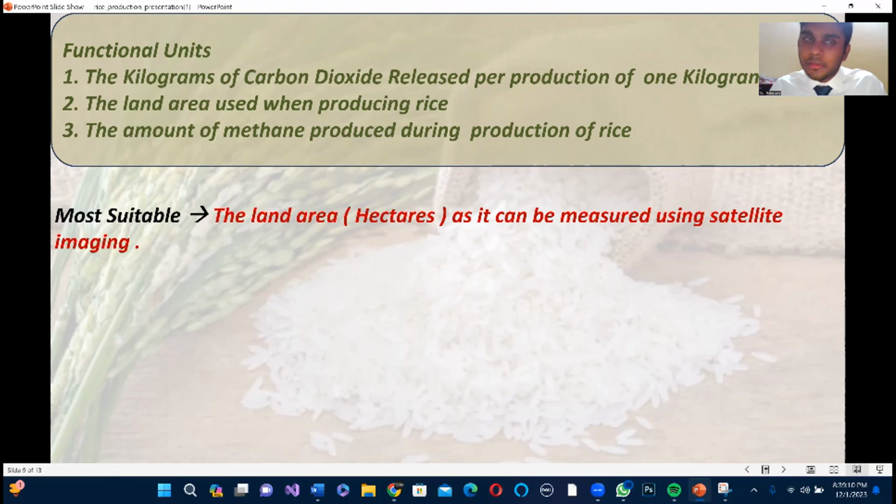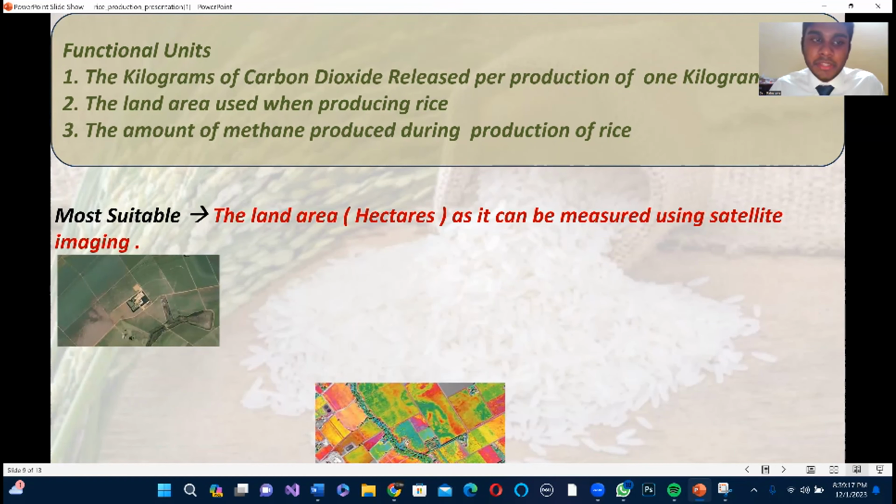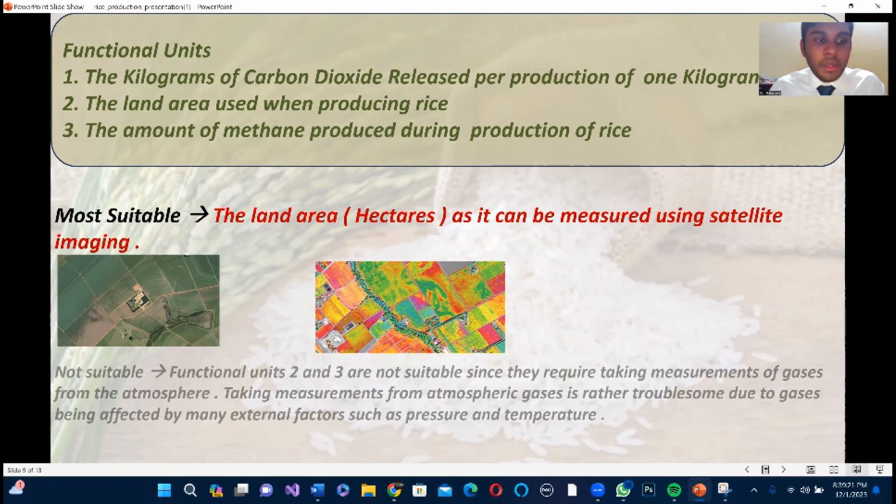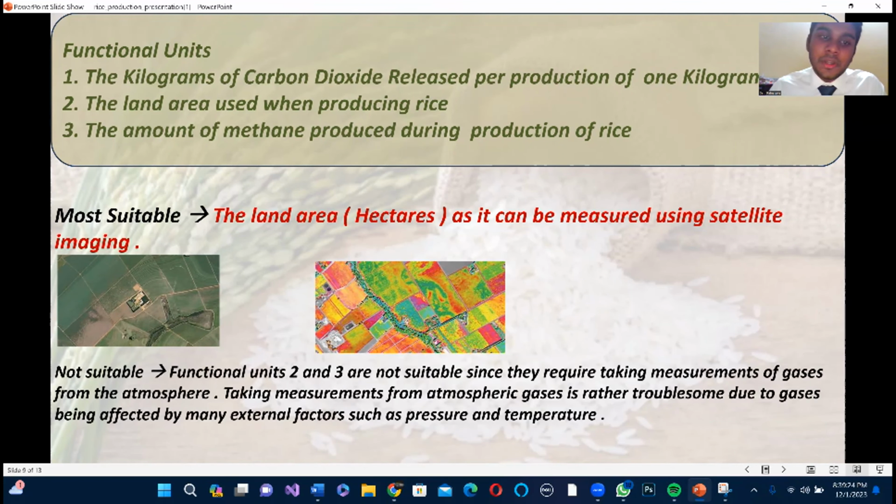So the most suitable one we selected out of these three is, of course, the land area, because it can be measured easily using satellite imaging, as you can see by the two images that appeared in front of you. The not suitable functional units are, of course, functional units 1 and 3, because they require taking measurements of gases from the atmosphere. Taking measurements of gases from the atmosphere is rather troublesome due to gases being affected by many external factors such as pressure and temperature.